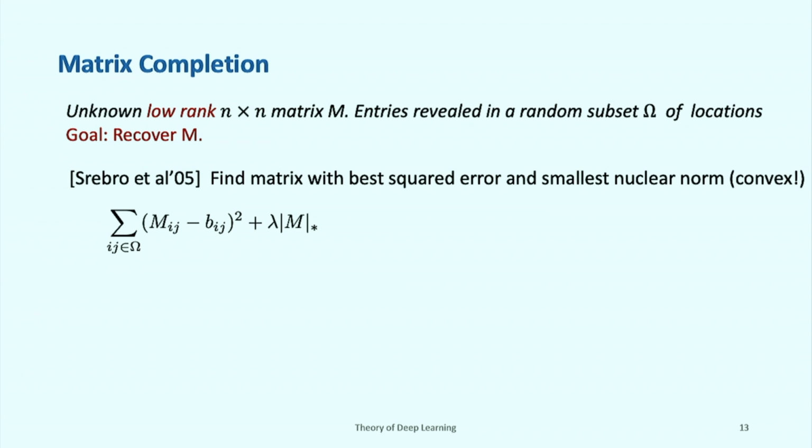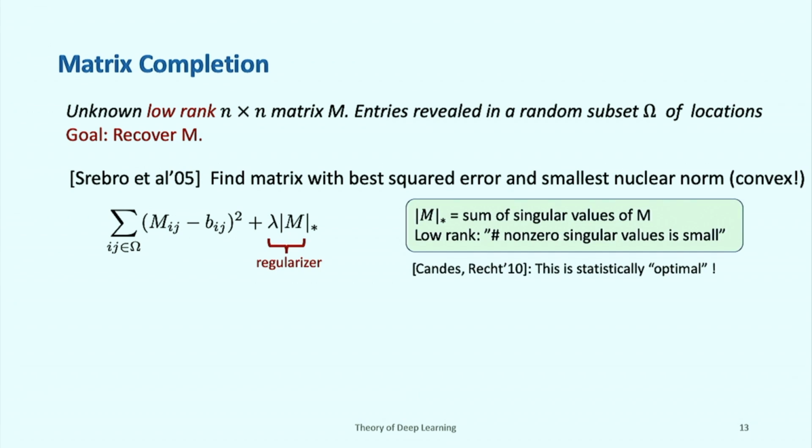And you're trying to fit a matrix with the smallest nuclear norm. So that's kind of like a regularization term. The nuclear norm is the sum of the singular values of the matrix, and that is some kind of a proxy for low rank. Okay, if that's small, the rank is small. And there were some celebrated papers culminating in Candes and Recht, which showed that this algorithm is statistically optimal, meaning it's the best possible algorithm given a certain number of entries that have been revealed. And I put the optimal in scare quotes because, as you'll see, that's not the case.